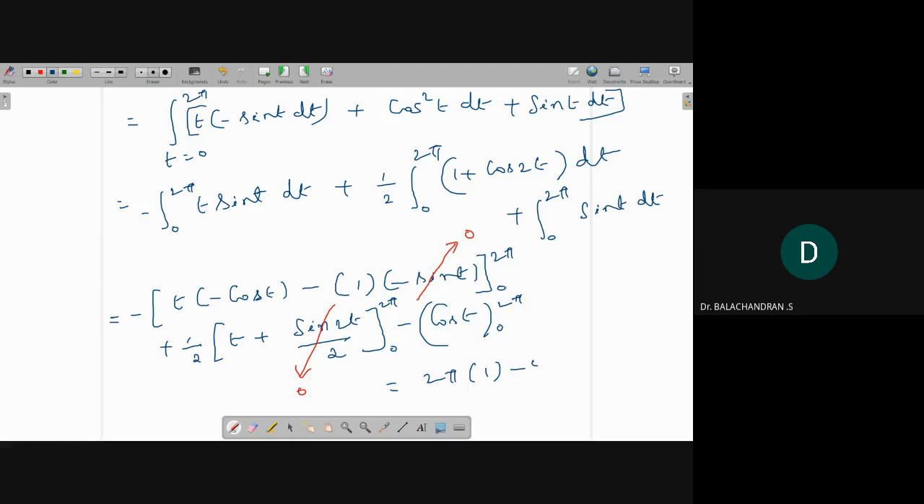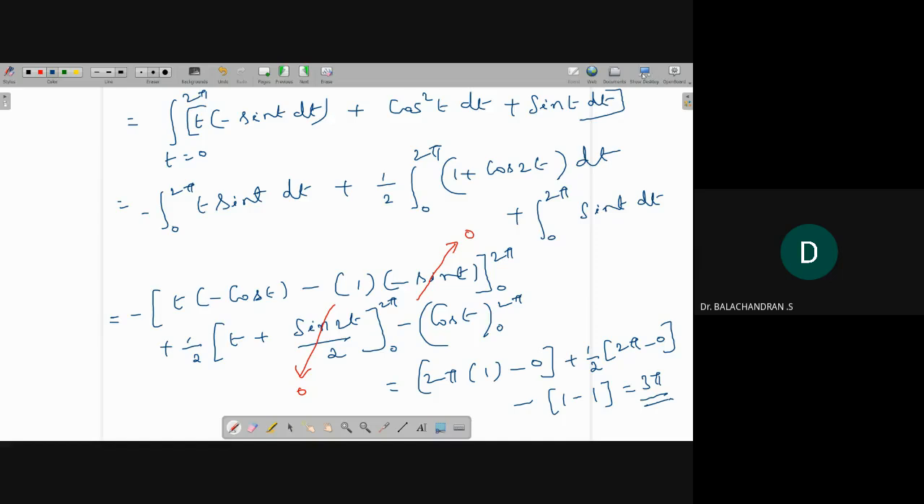And then again, this is not here. You have 1 by 2 into, at t equal to 2 pi minus t equal to 0, and minus cos 2 pi is 1, cos 0 is 1, so the last term is also 0. So 2 pi, here you have pi, so 2 pi plus pi is 3 pi. The final answer is 3 pi.